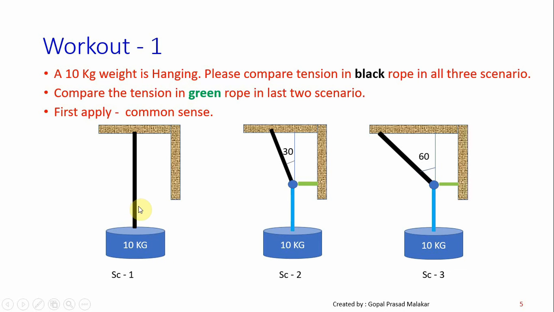Here is the black rope. Here is the blue rope, and here is the green rope. In this situation it is directly from the black rope. Here in this situation there is a knot.